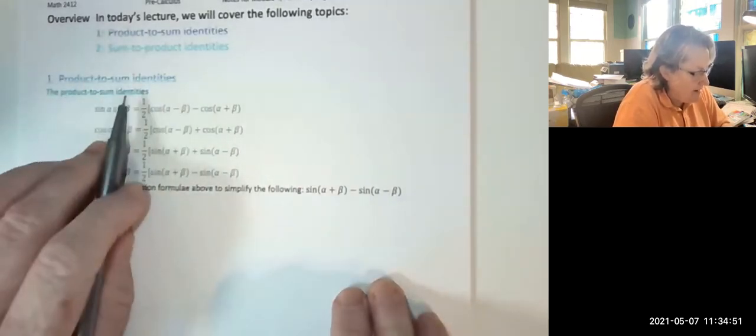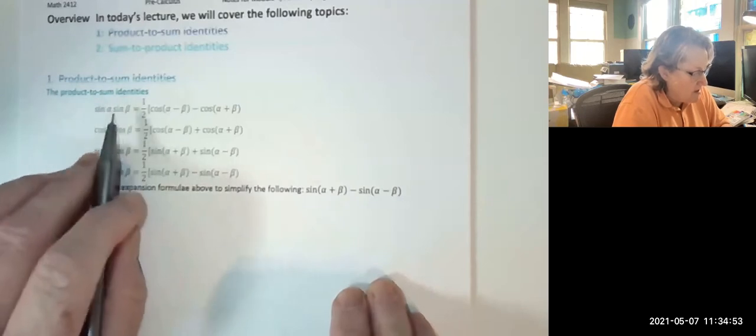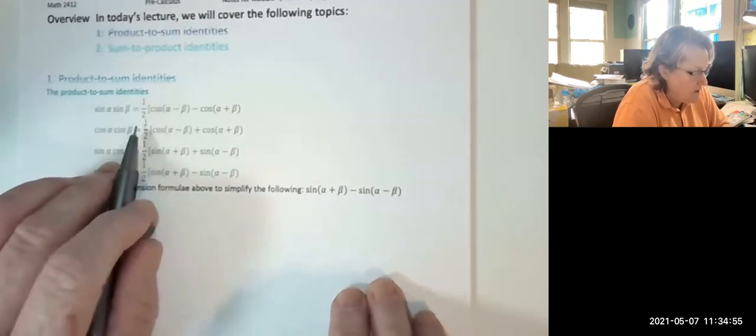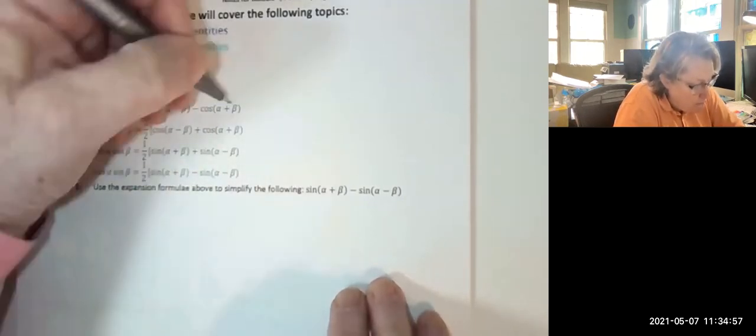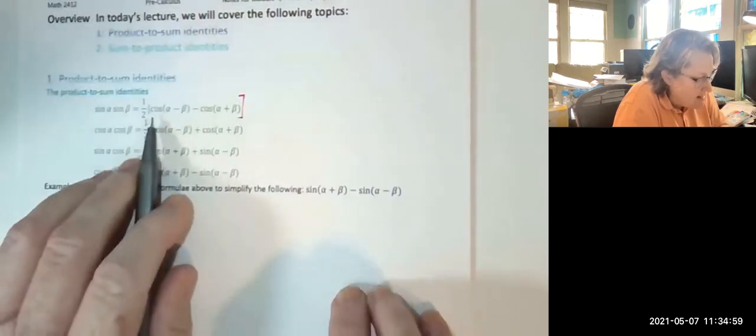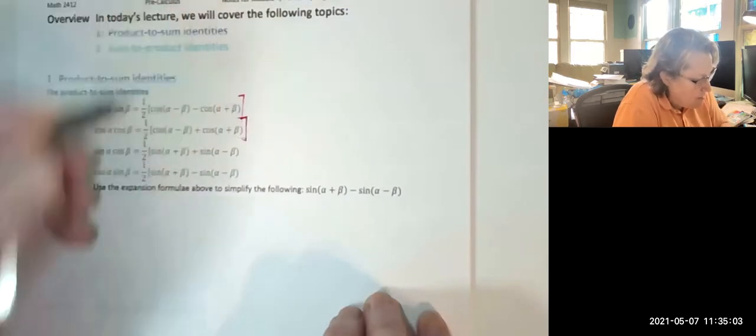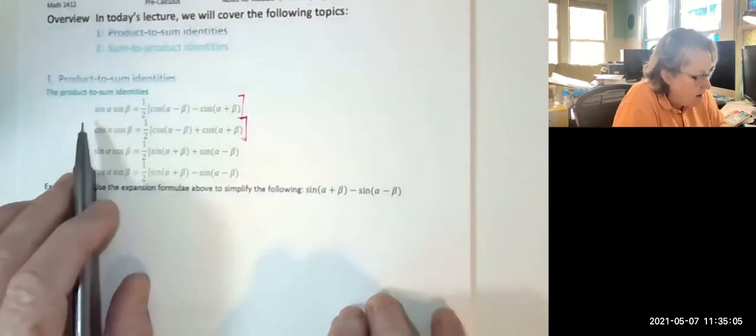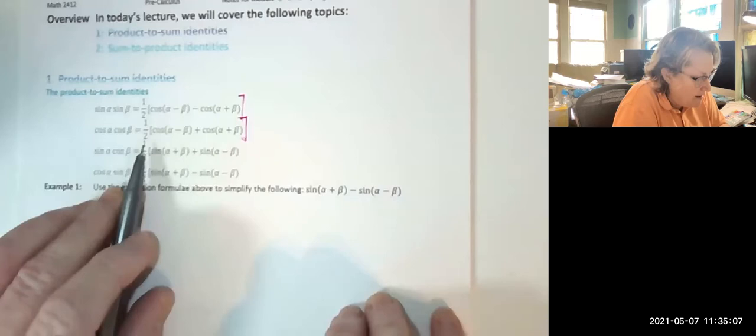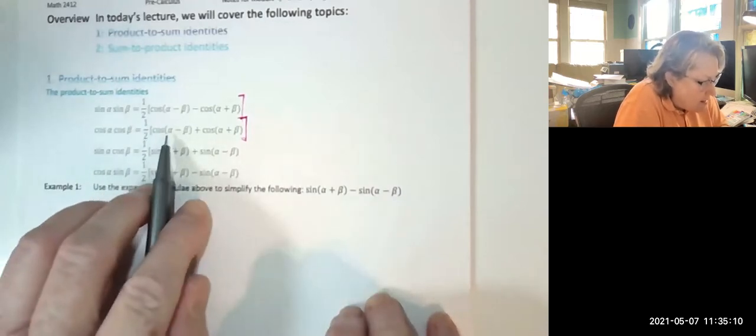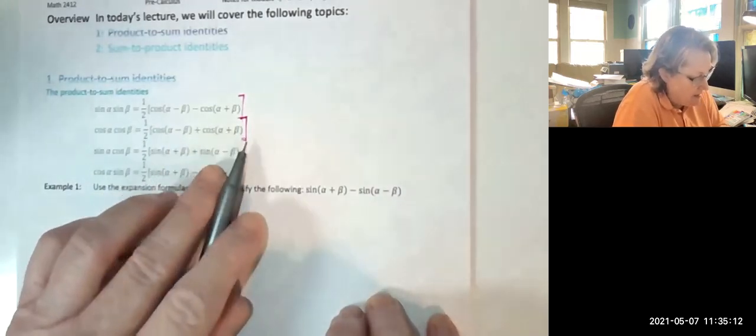The product to sum identities are: sine alpha sine beta equals 1/2 times the quantity cosine of alpha minus beta minus cosine of alpha plus beta. Cosine alpha cosine beta equals 1/2 times cosine of alpha minus beta plus cosine of alpha plus beta.